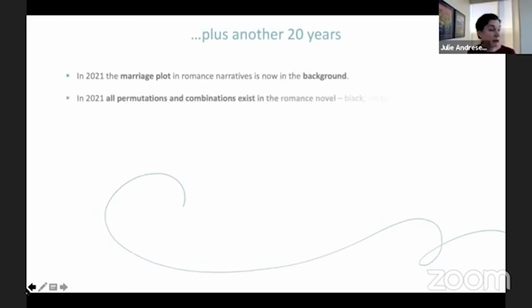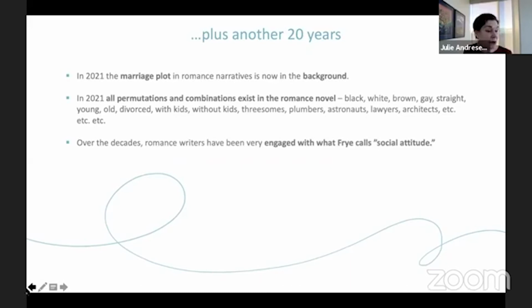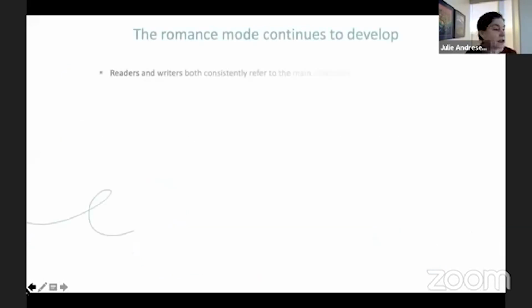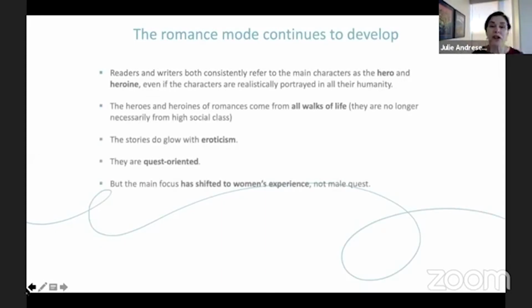Now, contemporarily, by contrast, the marriage plot in romance novels is in the background. The last 50 years of social change is amply reflected in the narratives produced by romance writers. In 1972, Woodiwiss's heroine was white, size 8, and with no skills, professional or otherwise. Now, everything goes.